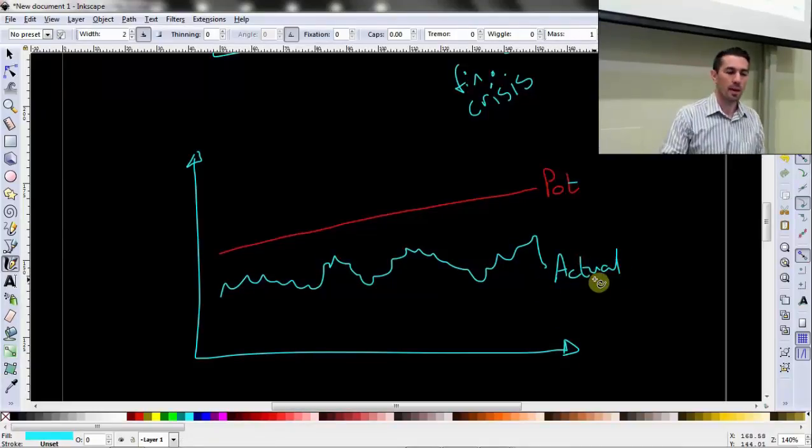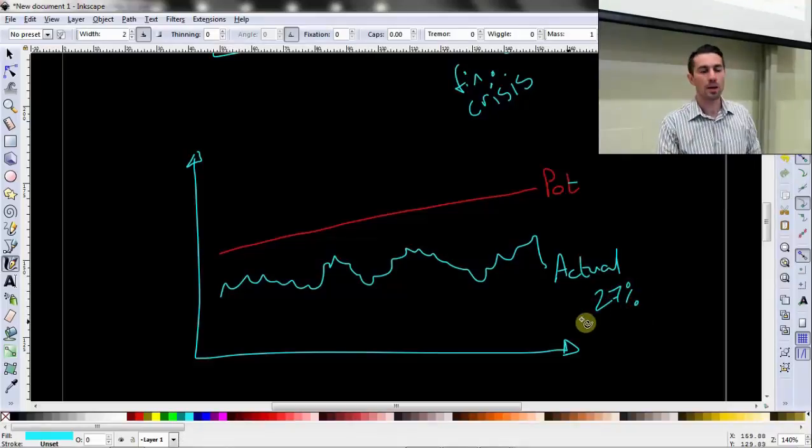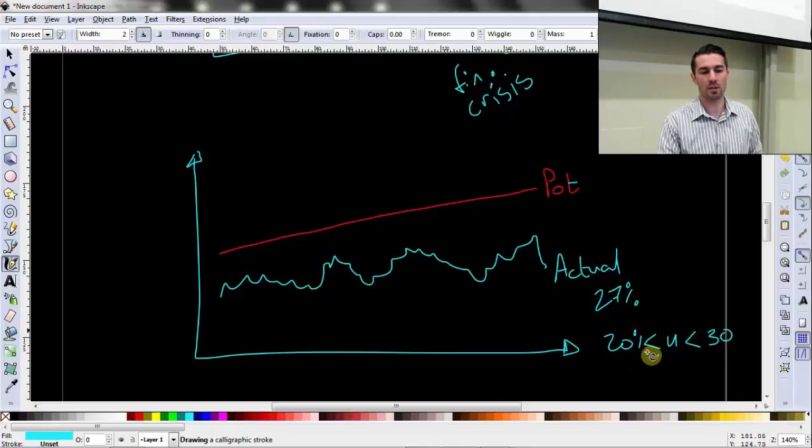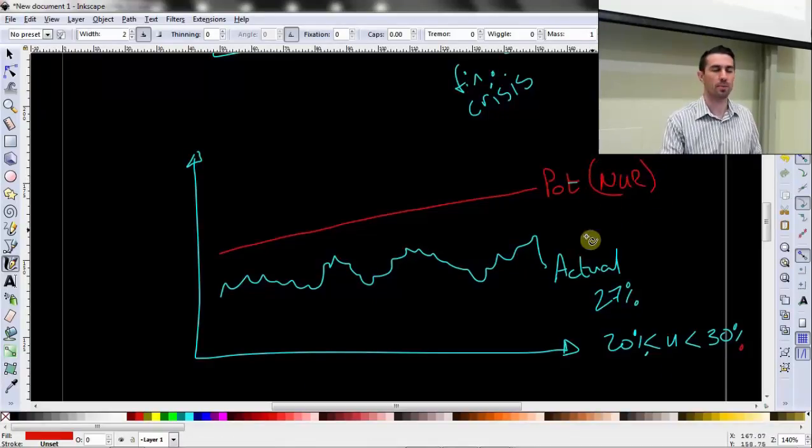So our actual unemployment is consistently between 20 and 30%. Okay? Where is our natural rate of unemployment? This is the natural unemployment rate, or natural rate of unemployment. The only way our unemployment rate could be consistently below our potential is if our potential was sitting way above our actual for whatever reason, right?